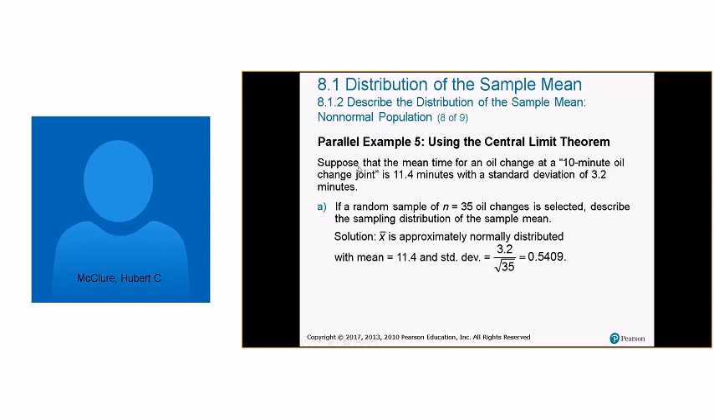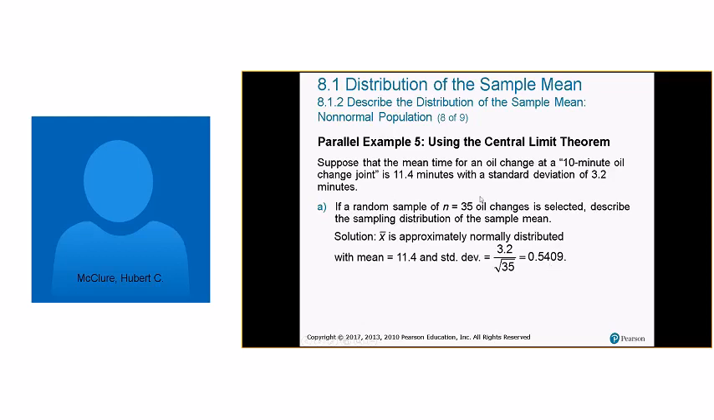So, again, they're showing you that that new standard deviation is going to be based on the new n that they give you. So here's an example, and you can write it down. It says, suppose that the mean time for an oil change is 11.4 minutes with a standard deviation of 3.2. What if you had a sample of 35? Well, then you put the 35 right there, and that's your new standard deviation.